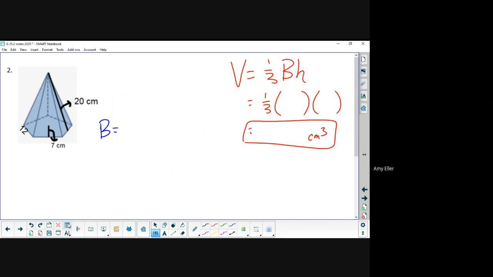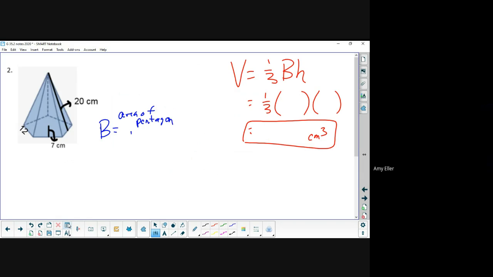Capital B. Jaden, the base shape is? The pentagon. Very good. We forget what that's called, I take it. This is a pentagon. Do you remember the formula for area of a pentagon? 1/2 AP. Very good.